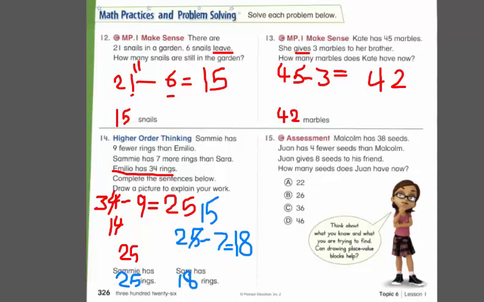Malcolm has 38 seeds. Joan has 4 fewer than Malcolm. Joan gives 8 seeds to his friend. How many seeds does Joan have now? So first, Joan has how many? Joan has 34. Why does Joan have 34? Again, underline the information in the story. Malcolm has how many? 38.